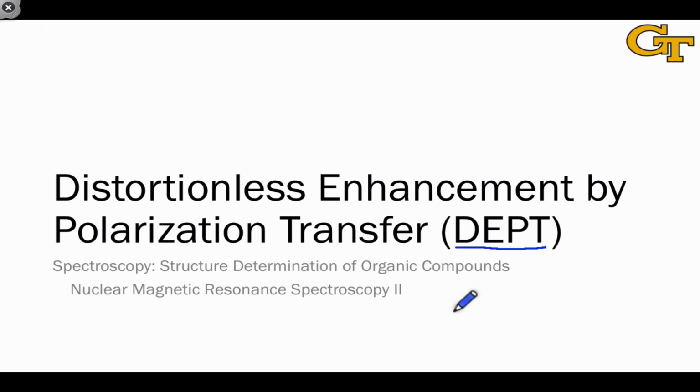We're not going to talk about the underlying physics of DEPT at all because it's rather complicated. Instead, we're going to focus on how DEPT gives us useful information about the number of hydrogens connected to a particular carbon atom. From a series of DEPT spectra, we can determine whether a carbon has 1, 2, 3, or even no hydrogens connected to it.